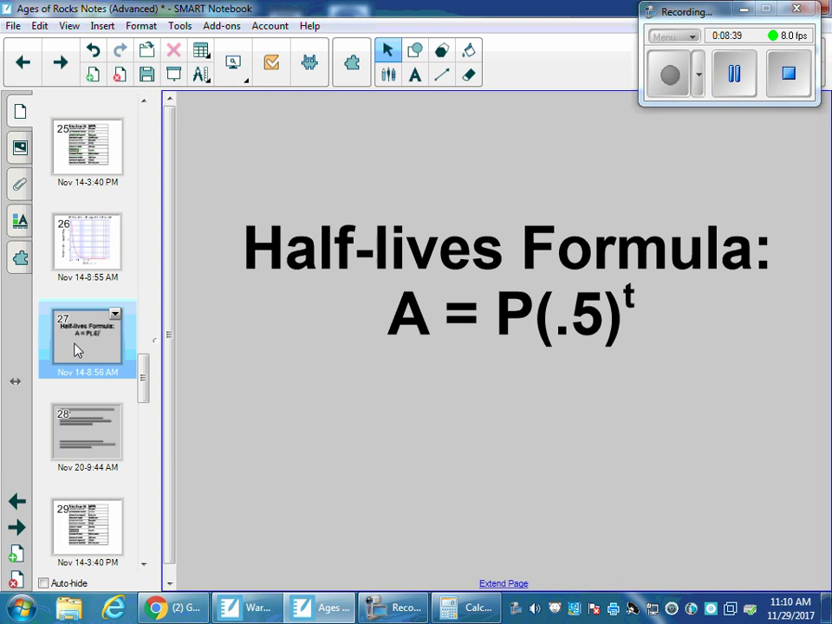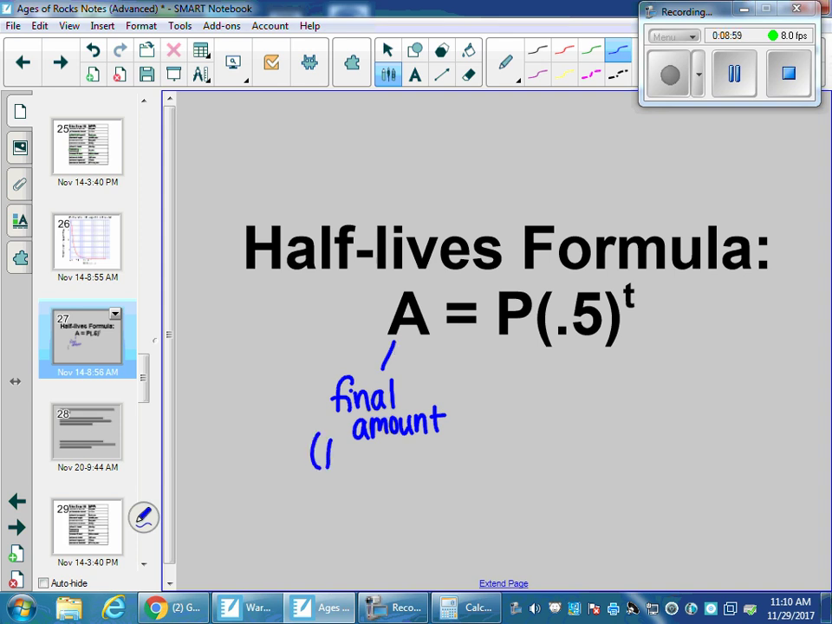And to calculate what's called the final amount, okay, or the amount that is left to decay, okay, has not decayed yet, okay, so left to decay.